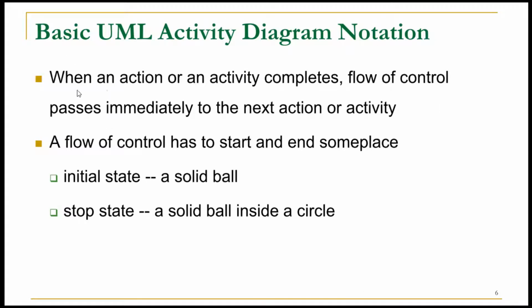In this previous activity diagram, whenever an action or activity completes, the flow of control passes immediately to the next action or activity. A flow of control has to start and end at some place. So the initial state, a solid ball, represents that we are starting the activity diagram from there. The stop state is represented with a solid ball inside a circle.